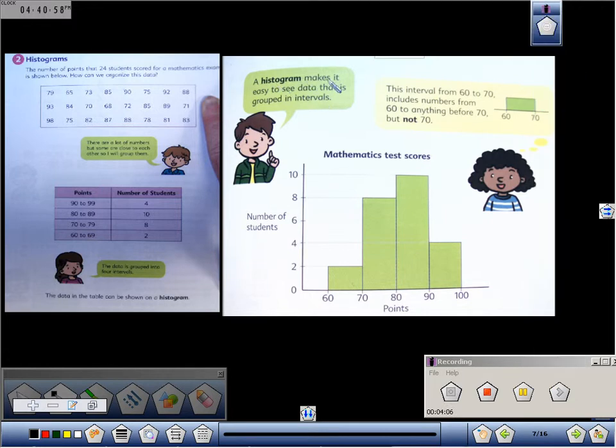It says a histogram makes it easy to see data that is grouped in intervals. This interval from 60 to 70 includes numbers from 60 to anything before 70, but not 70. If you look, there are 24 students in the whole class, but our scale over here doesn't have to say 24. The numbers that we're actually using are the 4, the 10, the 8, the 2.